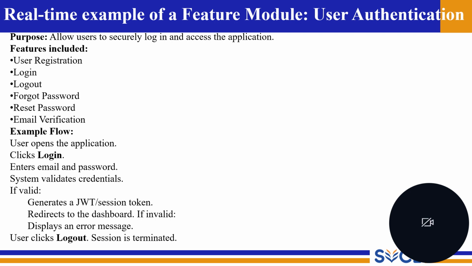Here the example flow is: first the user opens the application, clicks login, and then enters the email and the password. The system validates the credentials. If valid, it generates a session token and then redirects to the dashboard. If invalid, it displays an error message. And finally, the user clicks logout and the session is terminated.